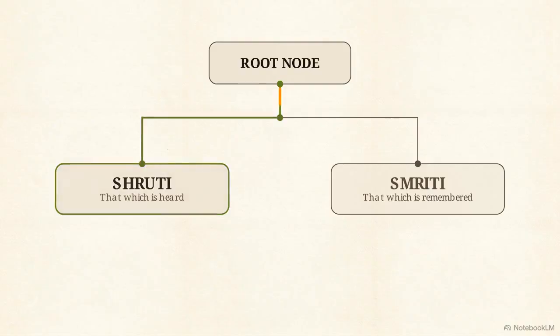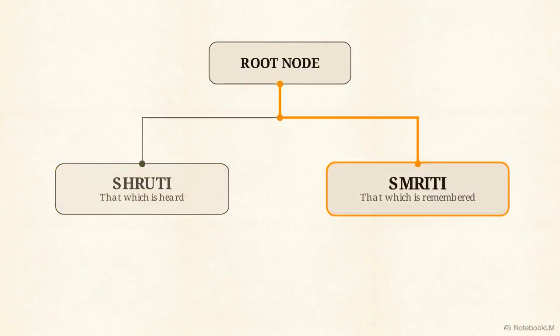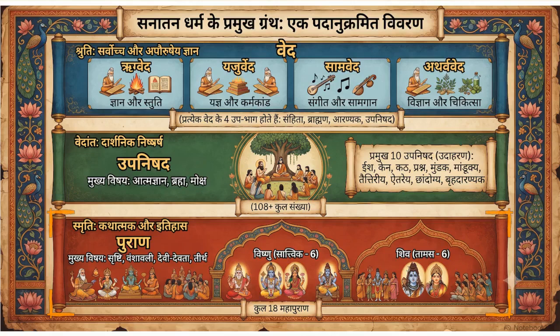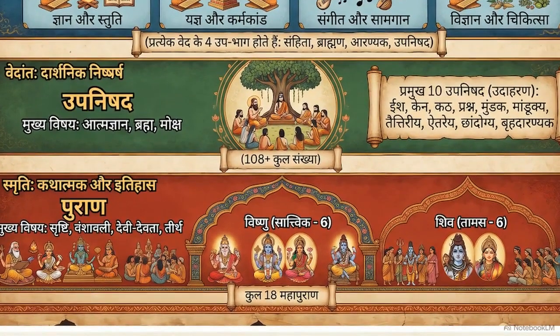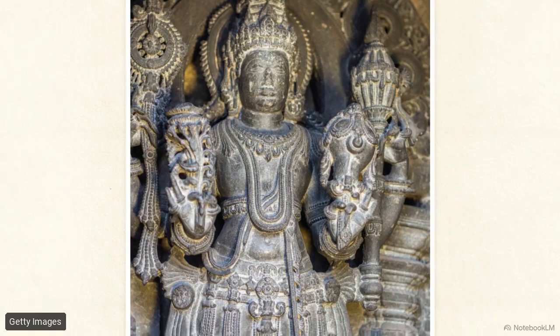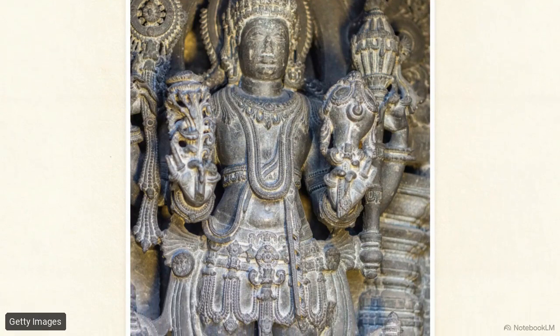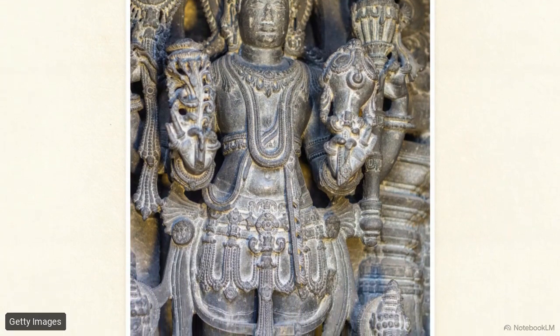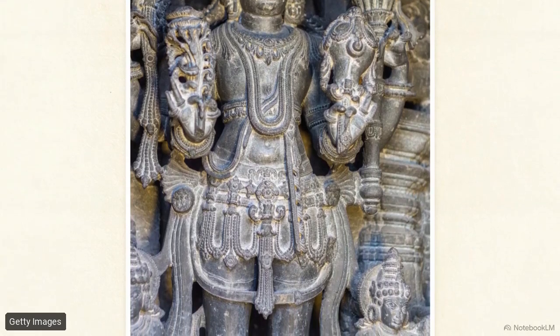Now we shift focus to the second root node, Smriti. The Puranas, found here in the bottom red tier, serve as the narrative and historical engines of the tradition. The diagram specifically categorizes these works, noting the 18 Mahapuranas, or Great Puranas. These texts are organized by natural qualities, like 6 focusing on Vishnu and 6 on Shiva. This detailed stone carving illustrates the iconography described in these texts. The stories of recognizable deities and their lineages emerge from this Smriti layer.